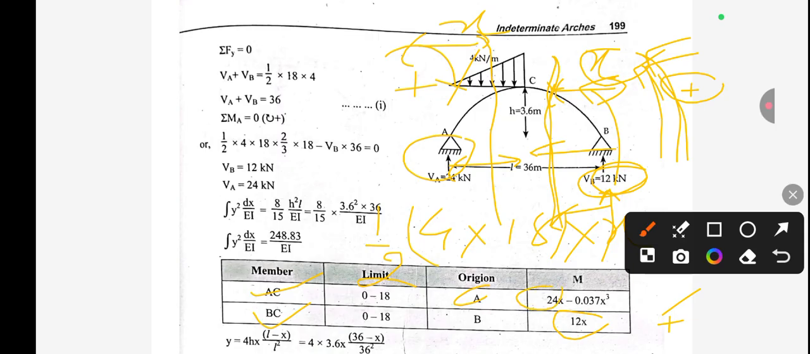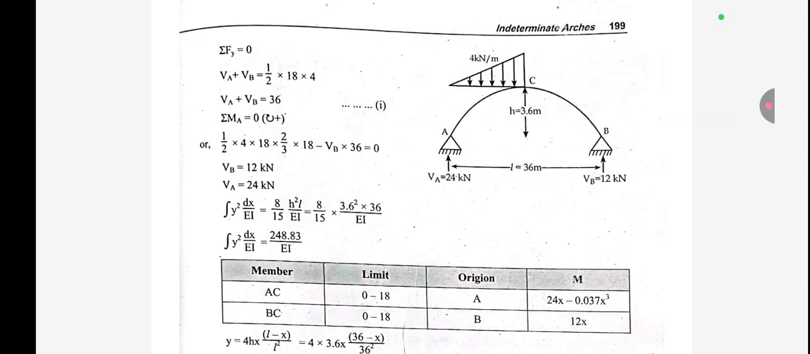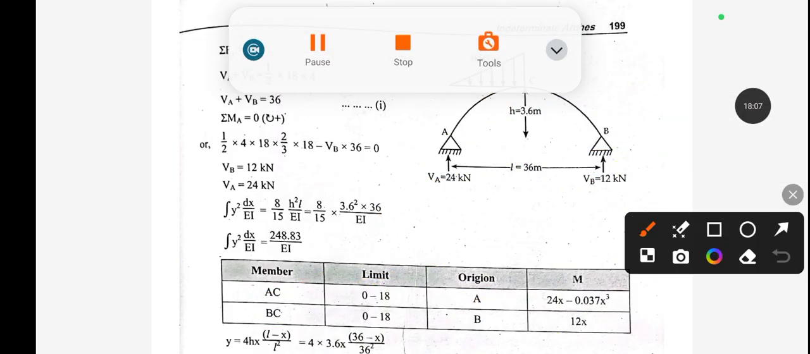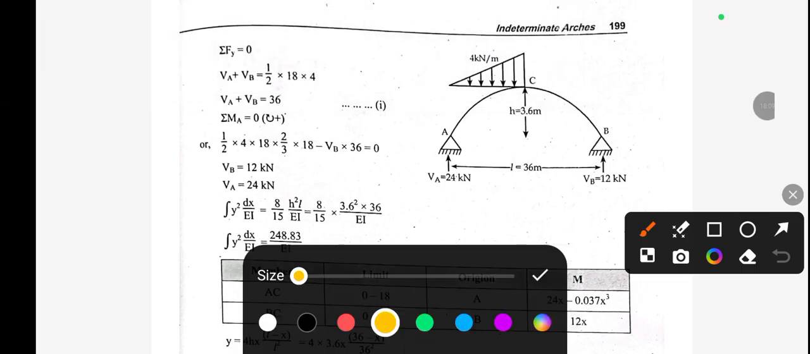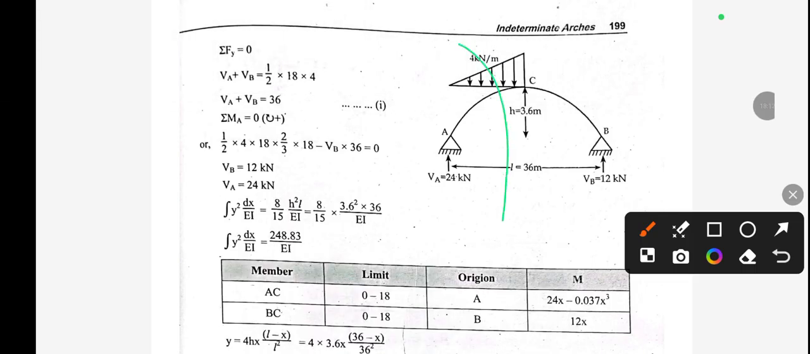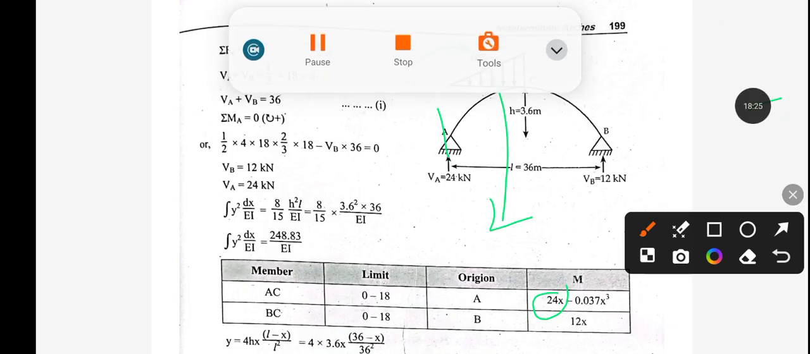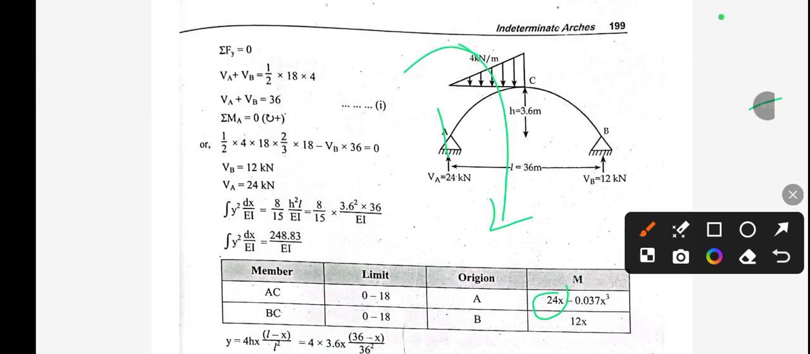This is clockwise, so it acts like this. This moment from here is clockwise, so it is taken positive, that is 24x. So 24x minus 0.03, you can see here. Sorry, you need to understand one more thing. First remove this one.